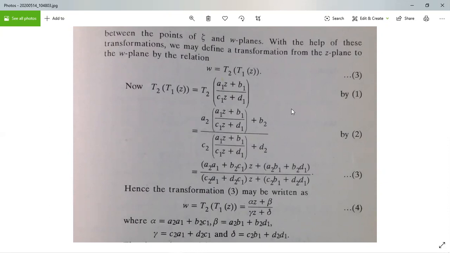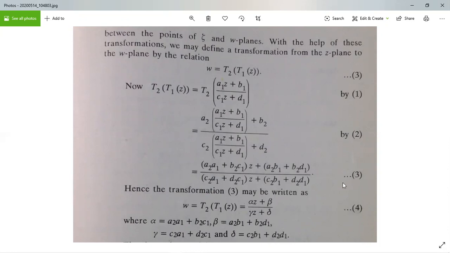This is nothing but a function of a function, which you studied in your earlier classes, like classes 9, 10 and 11. T2 of T1 of z equals T2 of zeta, so here we substitute the value of T1 and then evaluate. We finally get an expression, which is shown in equation 3.